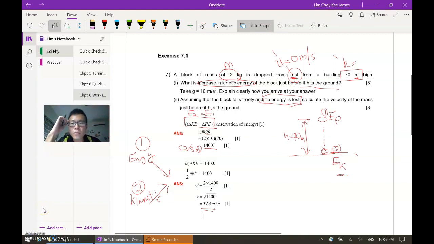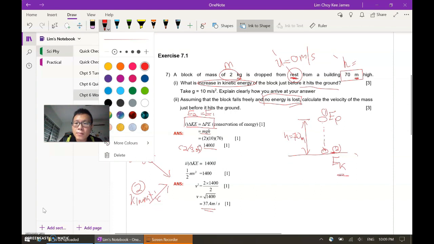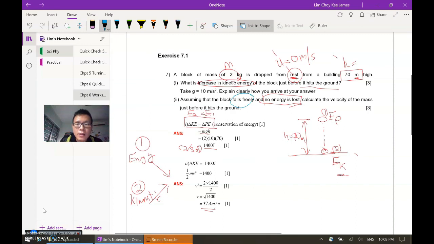Now that we have solved using the energy approach, let's solve this question using the kinematics approach. If you look at it as a kinematics question, one of the important things that you need to take note of is this particular information. The question says that the block falls freely. The idea behind the marker giving us this word is to inform the student that the object falling freely means it's under the influence of gravity, which means the acceleration due to free fall is a fixed number, which is 10 meters per second squared.